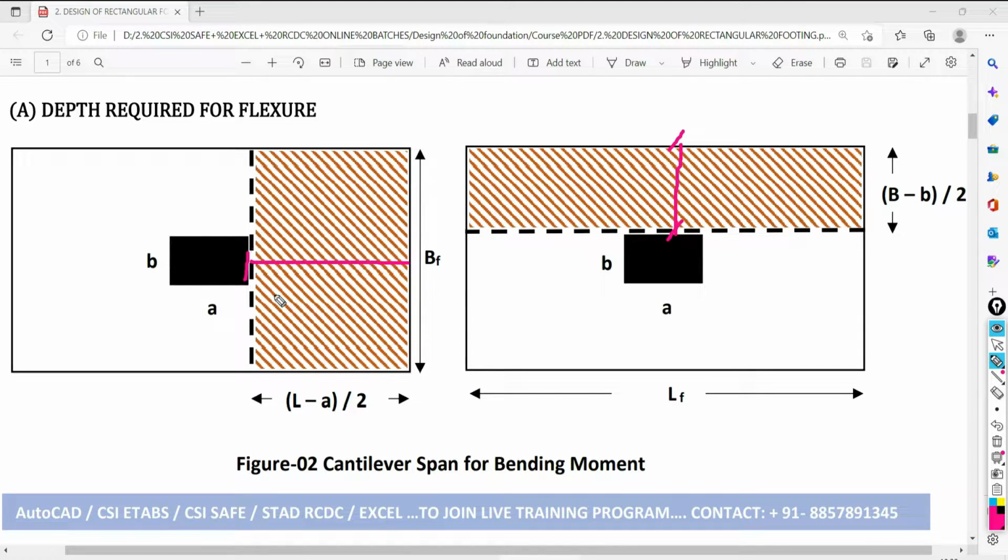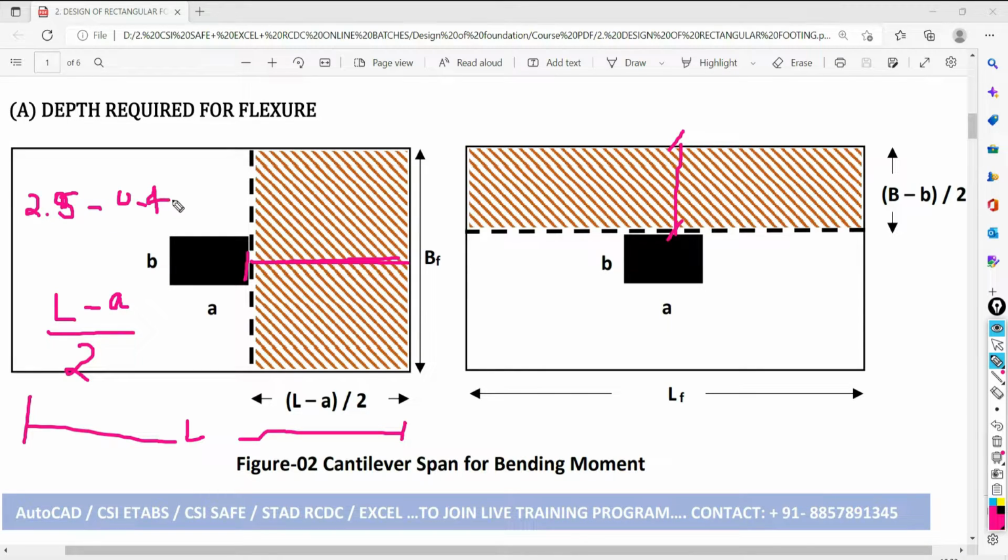So how you can calculate this? The total span is L, the length of the footing. So length of the footing minus the side of the column along the length of the footing, A, divided by 2. When you put all these values here, you will get this projected part in this direction. So after putting all these values, the length of the footing is 2.5 minus 0.45, the side of your column, divided by 2. So you will get the value here as 1.025 meter as projected part along the length of the footing.